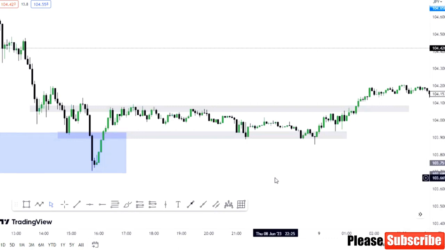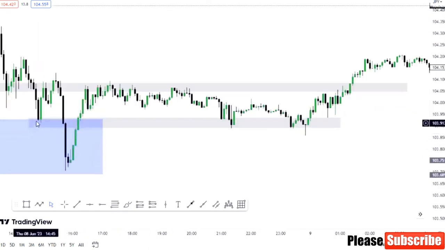So if you're getting support zones in a demand area, that's a confluence, that's a confirmation that the buyers are actually taking over. Now you can see, first of all, we had this first support zone. I usually enter off the first support zone.